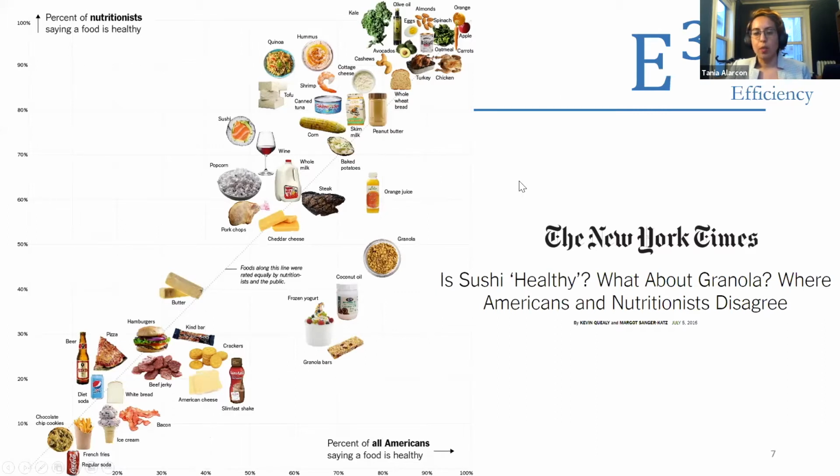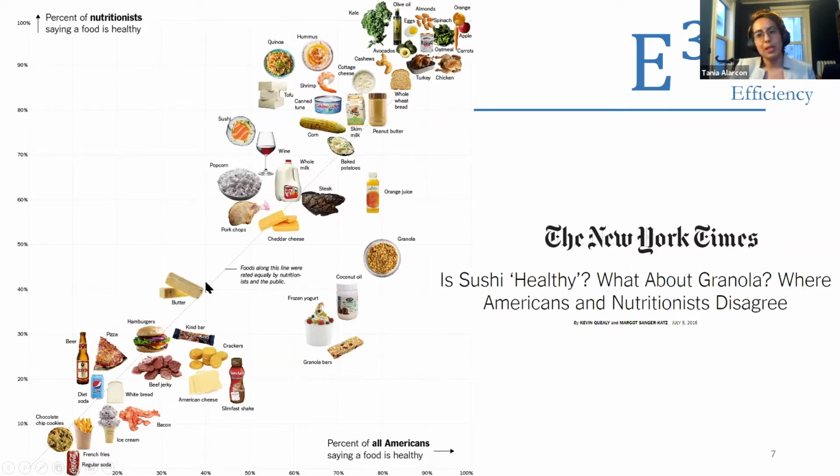So this is a figure that was part of the New York Times, a news article titled, "Is Sushi Healthy? What About Granola? Where Americans and Nutritionists Disagree." Now, this is a figure that when it came out, I think in 2016, the first time that I showed this, a lot of people would recognize it immediately because it was very easy to remember. One of the reasons why it's easy to remember is because of the icons that you see, right? And the message itself.